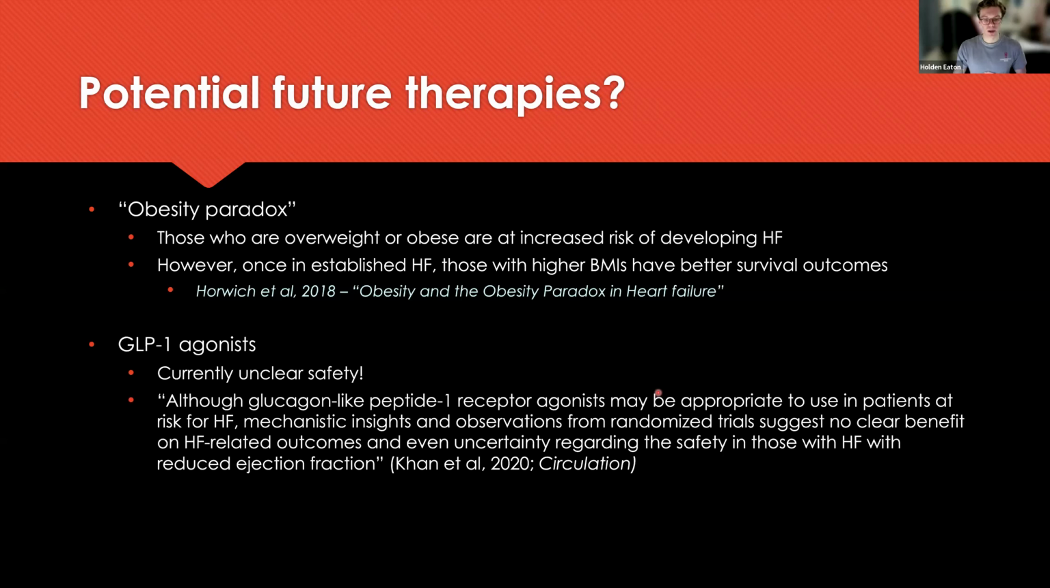So this review by Khan et al. goes through all the available evidence we have and surmises that there's not a clear benefit to be found for using GLP-1 agonists in heart failure as of yet, despite what some of the companies who produce the GLP-1 agonists would have you believe. So there's definitely room for research in the future, understanding this relationship a little bit better.